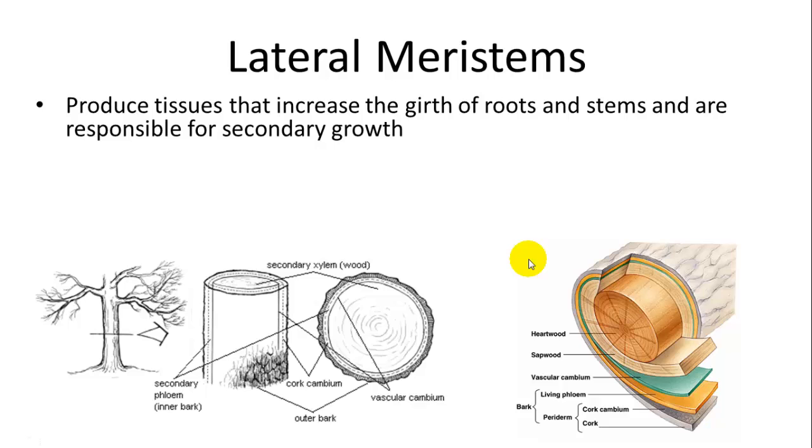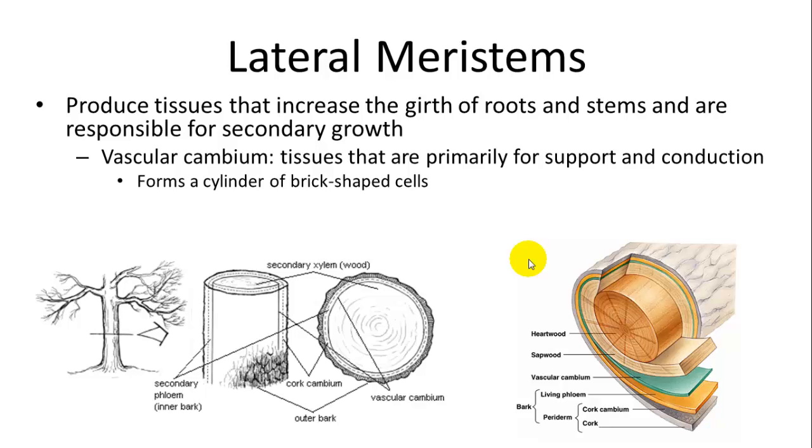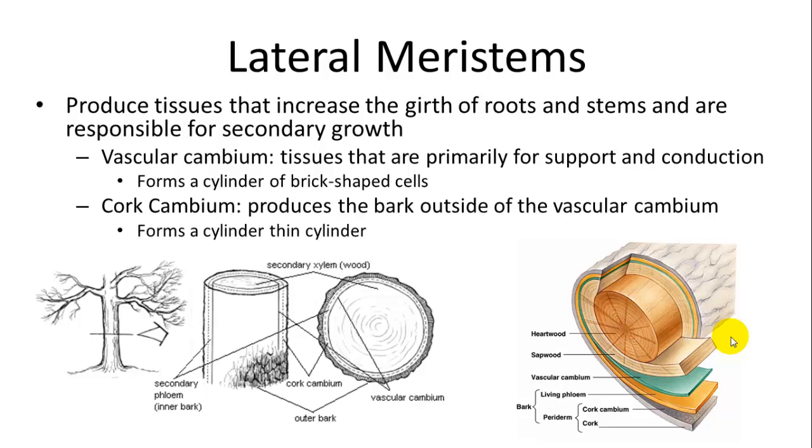Alright, so lateral meristems are then responsible for the growth of the girth, or the increase in the circumference of the roots or shoots. And this is called secondary growth. So it has to grow first vertically, and then it can grow outward. The vascular cambium, so this diagram I thought was nice. It shows this vascular cambium here, the green layer. And this is primarily for support and conduction, so conduction of water and of sugars. And this is mostly a cylinder of brick-shaped cells.